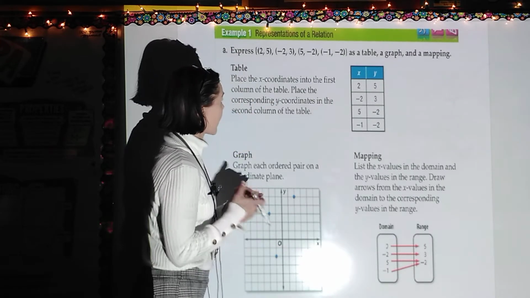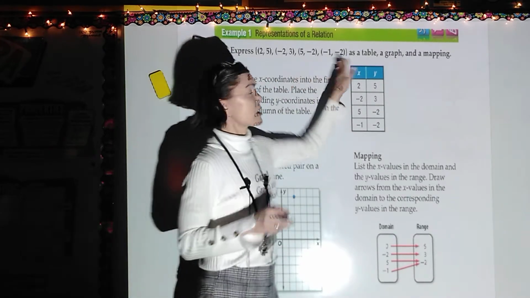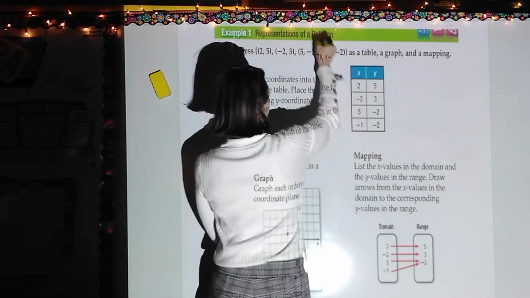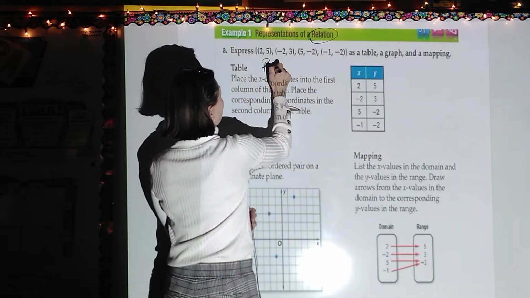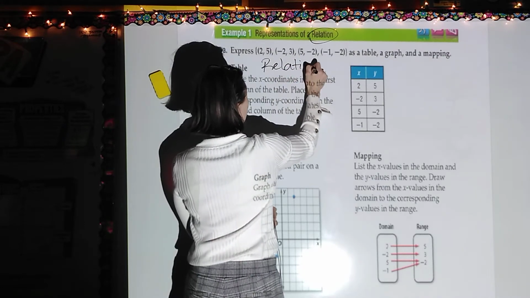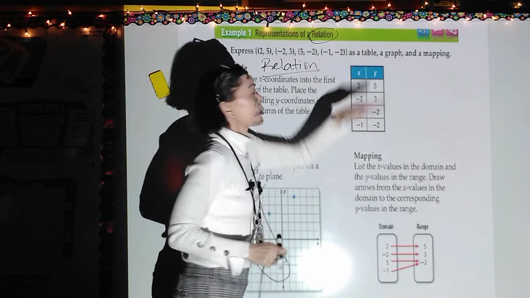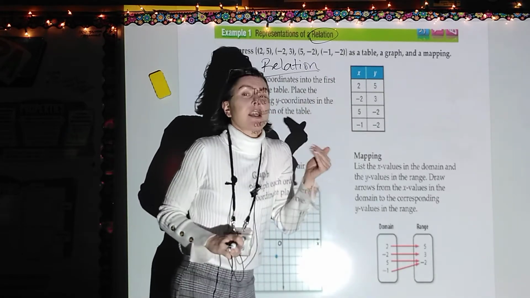What I need you guys to write down is that this list of ordered pairs is what we call a relation. Write the word relation. That's all it is. A list of ordered pairs is known as a relation.